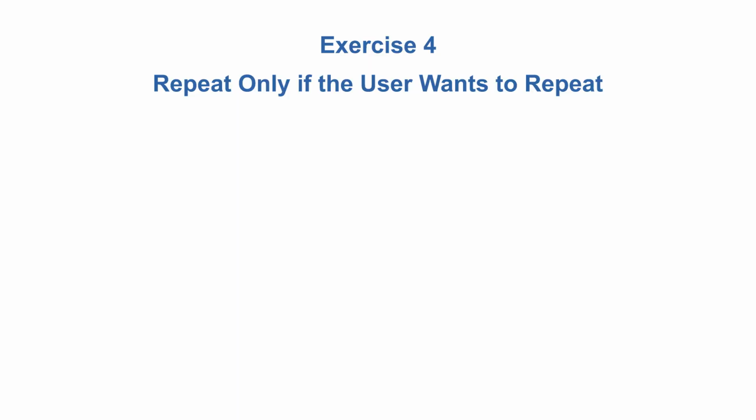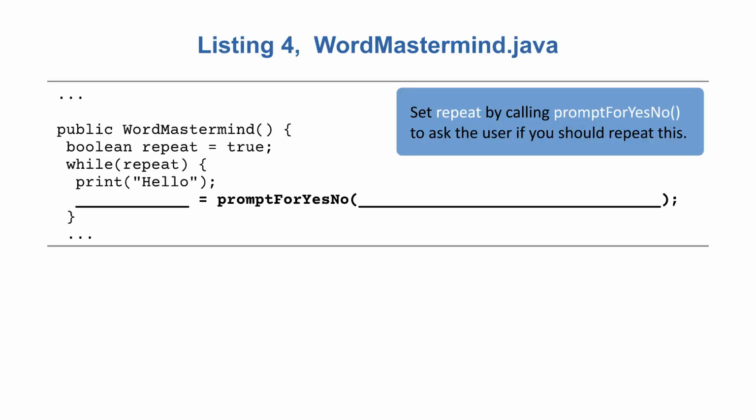Let's add a prompt inside the loop asking if the user wants to repeat printing hello. Exercise 4. Repeat only if the user wants to repeat. Set repeat by calling promptForYesNo to ask the user if you should repeat this. Run it. What happened? After each hello, it should have asked if it should repeat this. But no matter what you enter, it should still repeat hello. Because promptForYesNo always returns true, the program should repeat hello regardless how you answer the question.